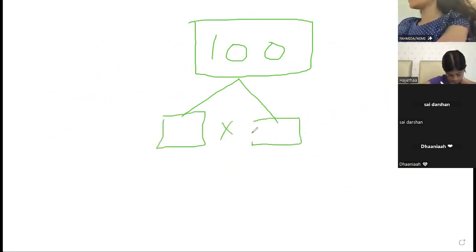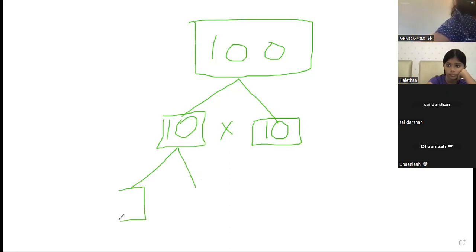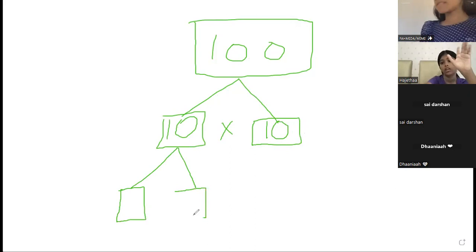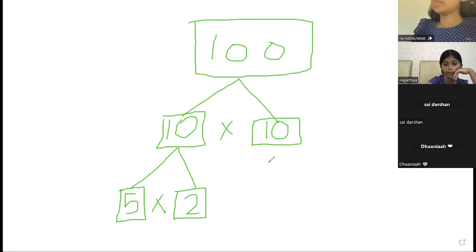Okay, can you see this diagram as I'm drawing here? I put this 100, I break it down into 2, like 10 times 10. Now I'm going to ask you to break up this 10 again into 2 other numbers. What times what? 5 times 2. Everything here is times. 5 times 2.